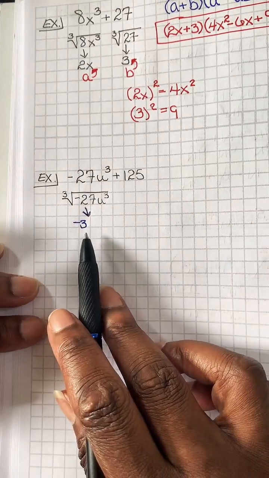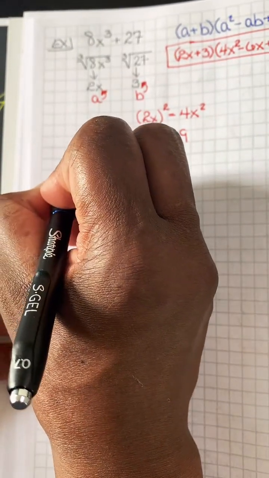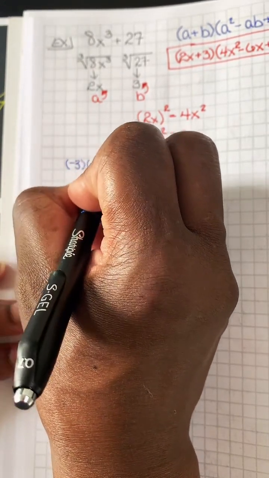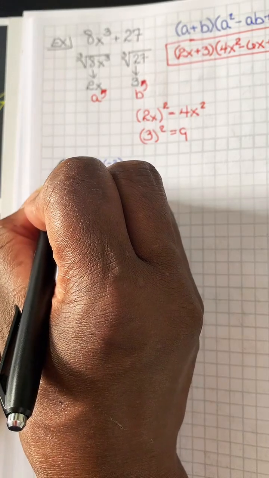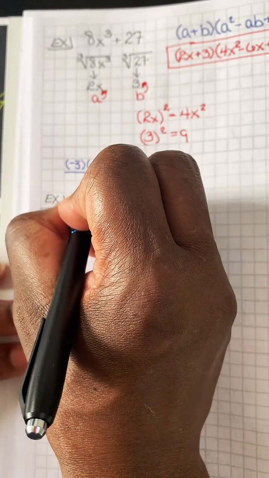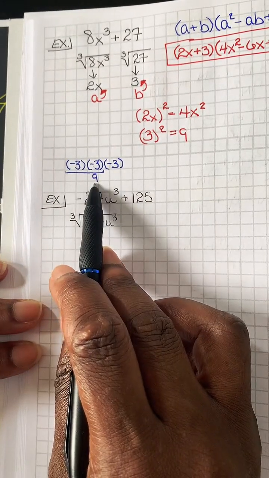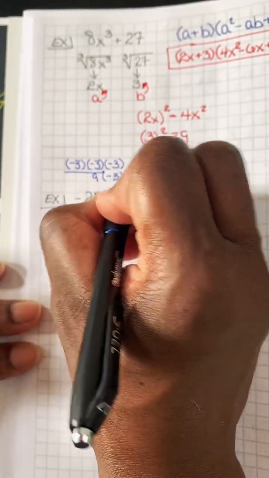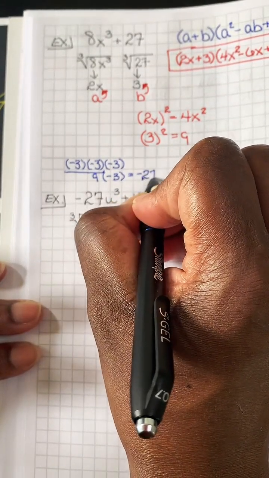Okay? Because if you think about it, and I'll put it up here. If we have -3 times -3 times -3, if I group the first two, that's going to give me a +9, because a negative times a negative gives me a positive. But when I multiply that 9 with the -3, that's where the -27 is going to come in.